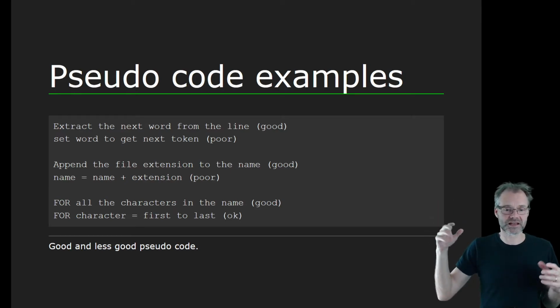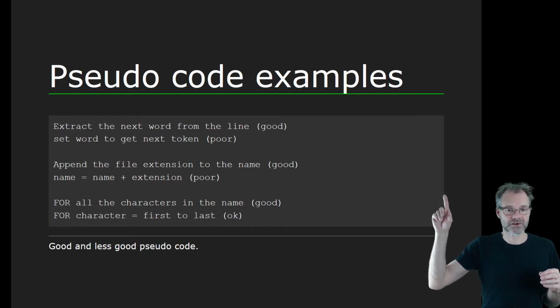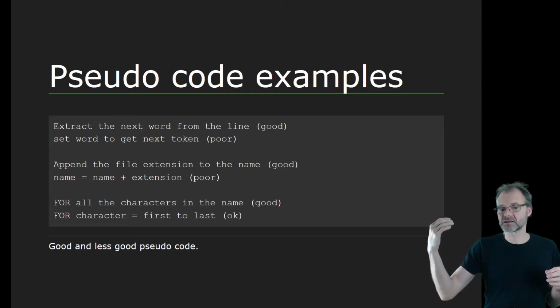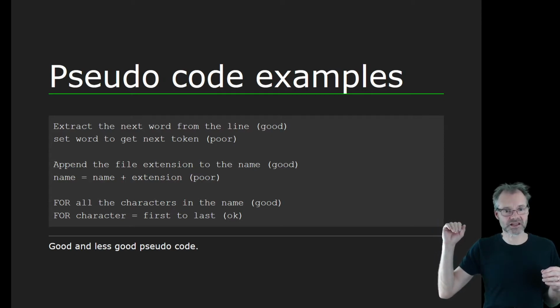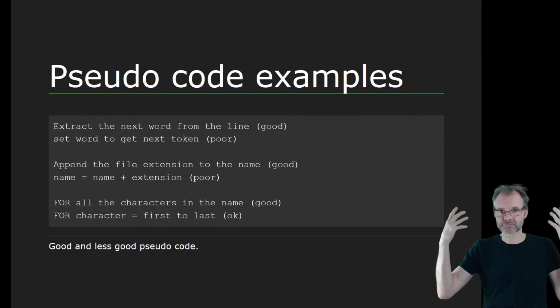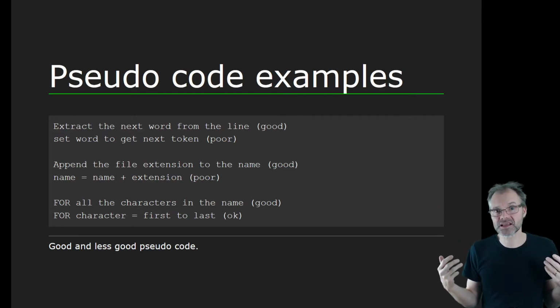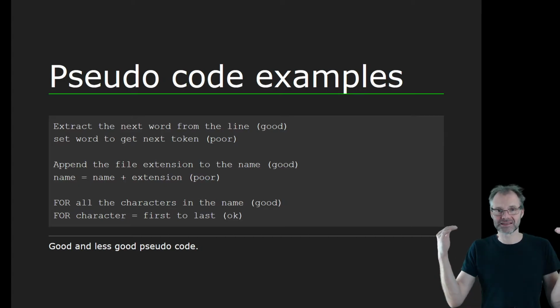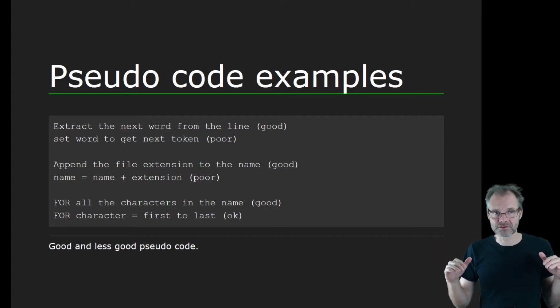So there's a good and less good pseudocode. If we go from the top, extract the next word from the line. That is good. And then he says, set word to get next token. That is poor. It looks a bit like he's proposing this English natural language. Use that instead of going into your programming mode.